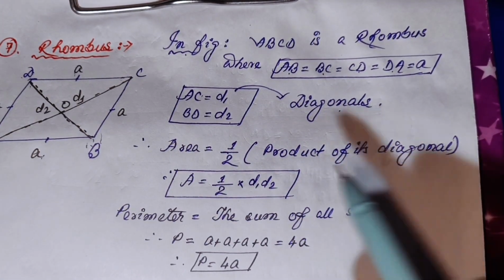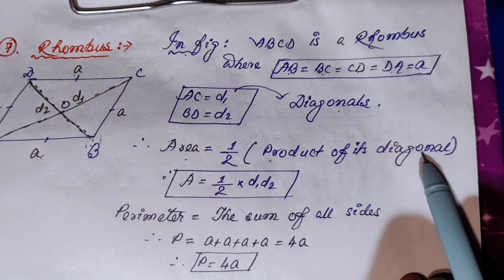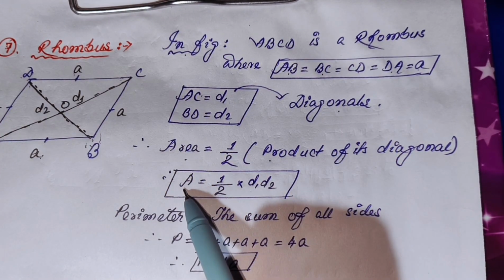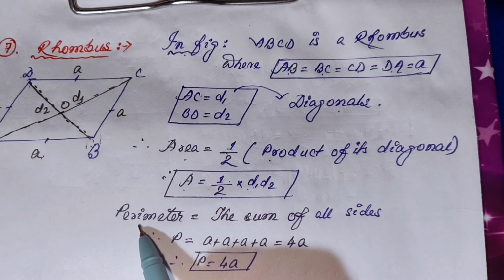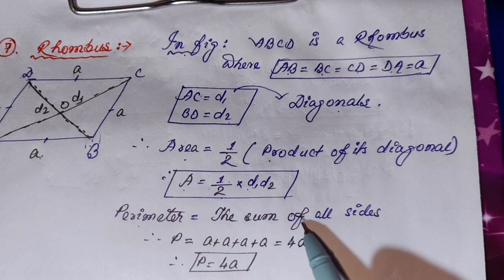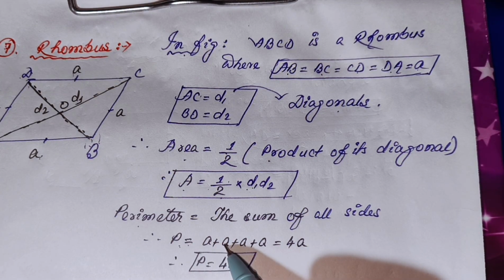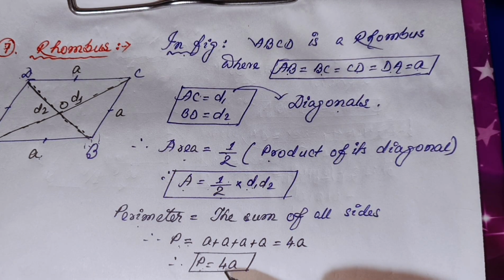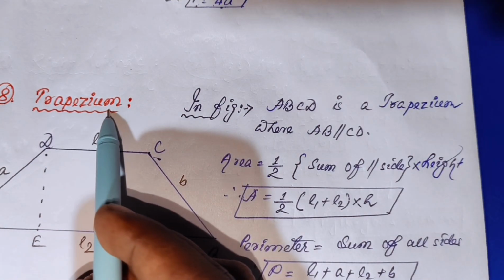And what is area? Area equal to half into product of its diagonals. In short, A equal to half into d1 d2. Perimeter is what? The sum of all sides. P equal to a plus a plus a plus a. It means 4a. That is P equal to 4a. This is the formula of perimeter, right?